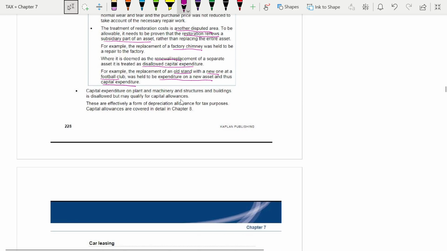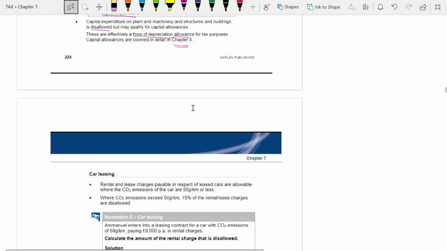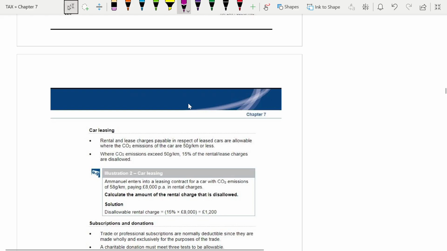Capital expenditure on plant and machinery structures is disallowed. These are effectively a form of depreciation allowance. We'll see that in the next chapter. The next chapter is another interesting part.